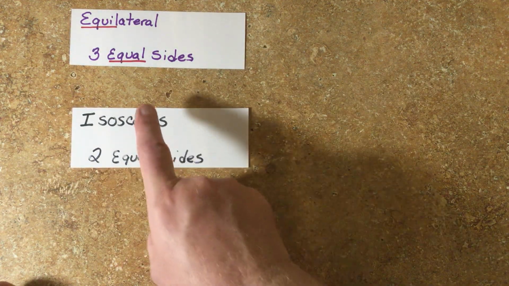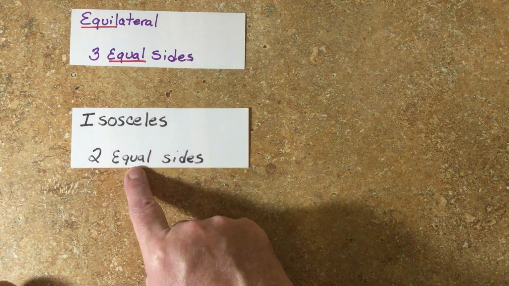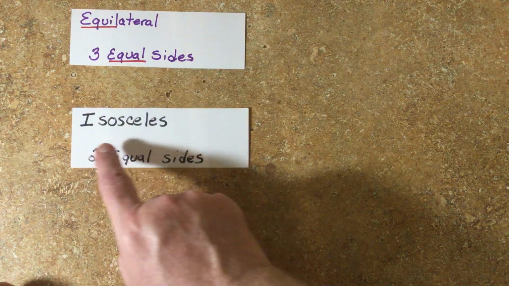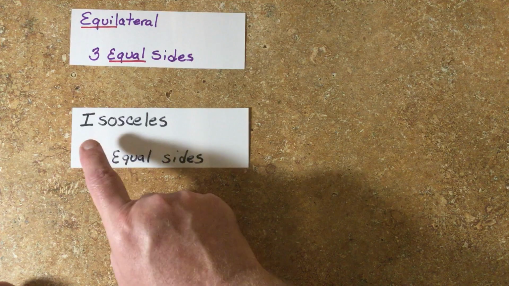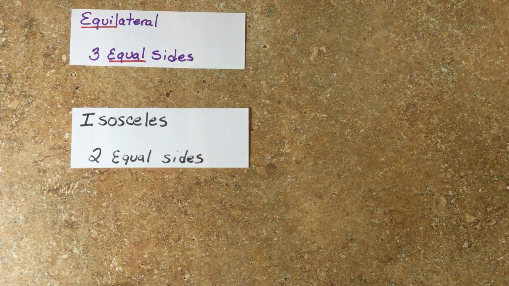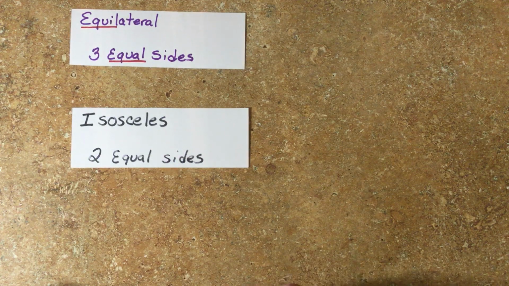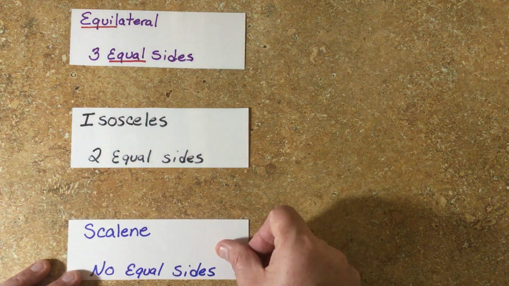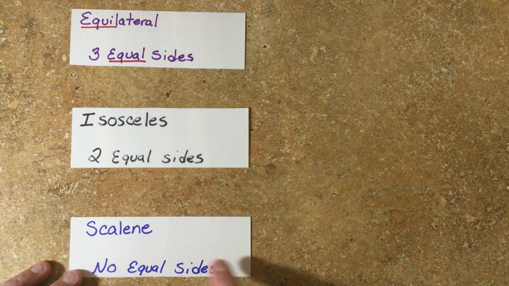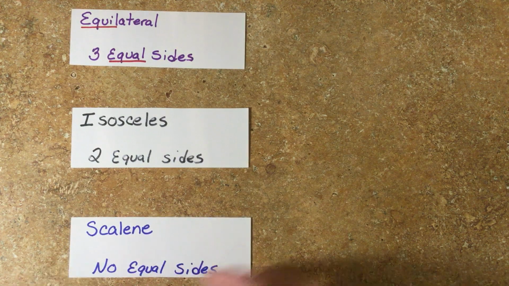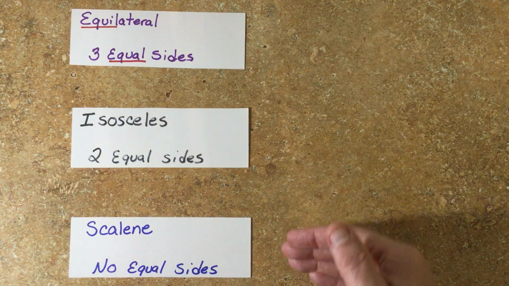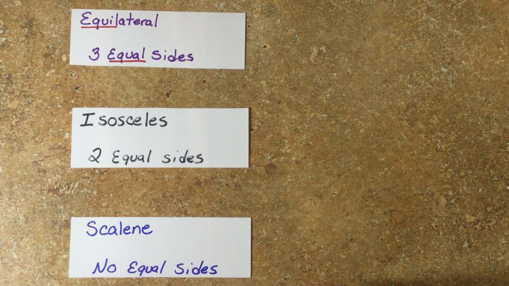isosceles. So we have three equal sides, we have two equal sides, and this is kind of hard to say and hard to spell. It's isosceles, and that is basically two equal sides. And then we will have some triangles that have no equal sides, and they're called scalene. So we can look at the number of sides that are equal.